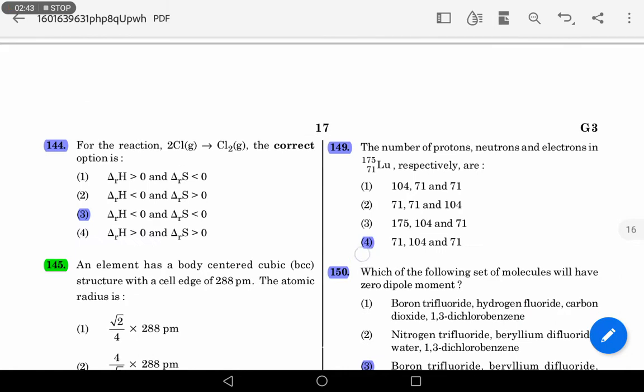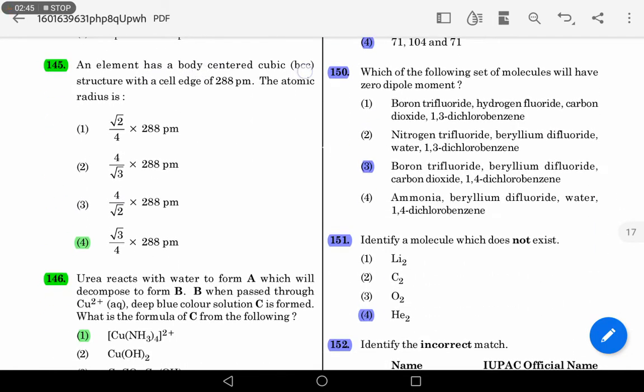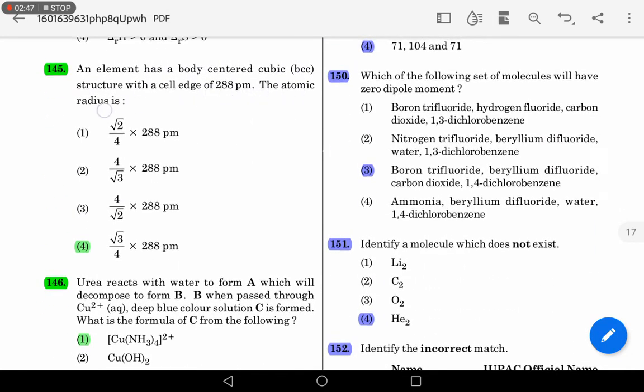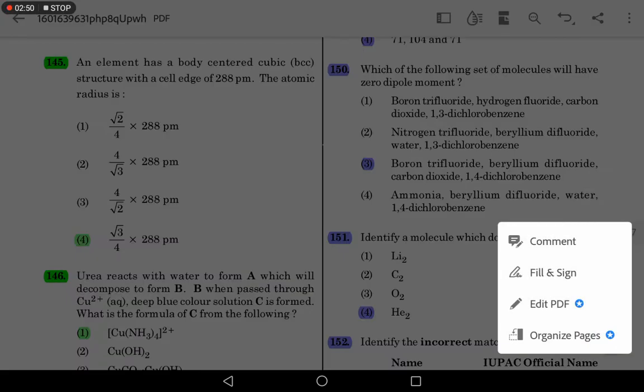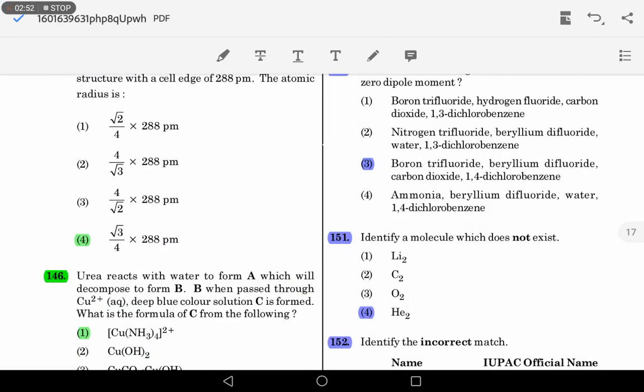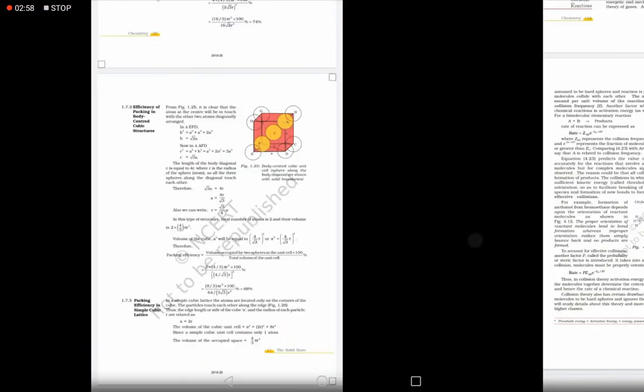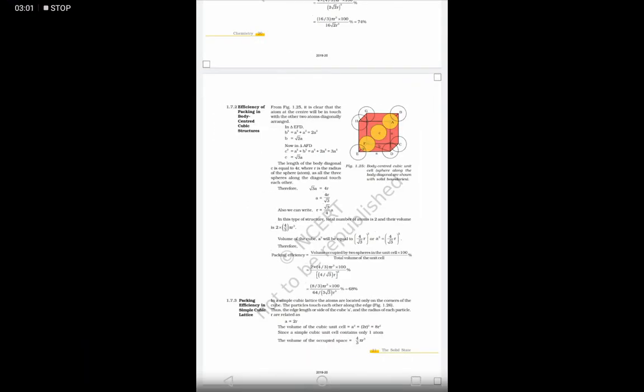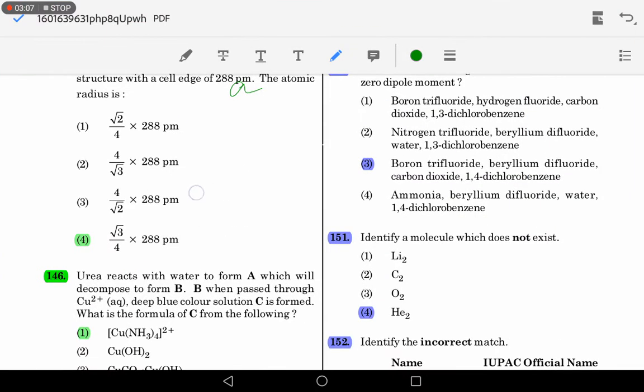Next question. 145. An element has a body-centered cubic structure with a cell edge of 288 picometer. The NCERT indicates the cell edge or the edge length of a cell with the letter a. The atomic radius is the question. So the atomic radius r for a body-centered cubic structure is given as root 3 by 4 a. Again a direct one. So r equals root 3 by 4 times a, which is 288 picometer. Moving on to the next question.